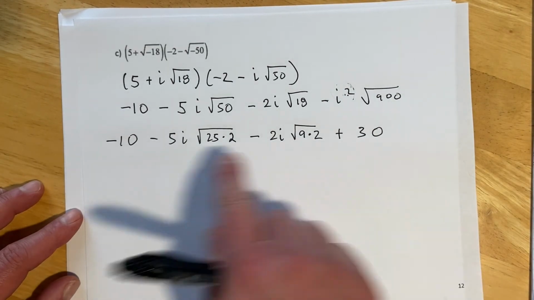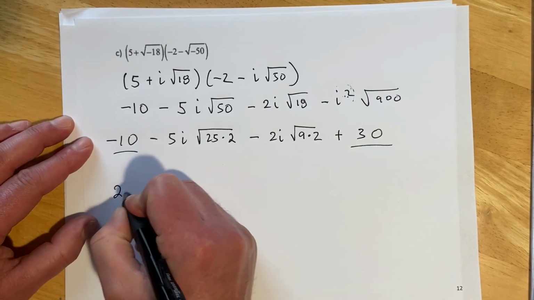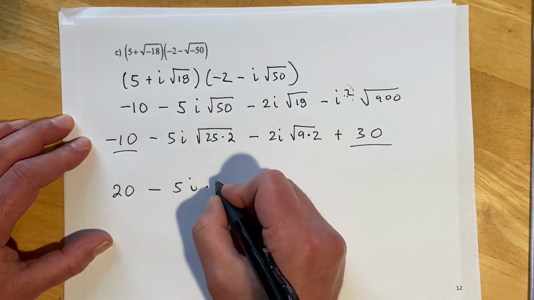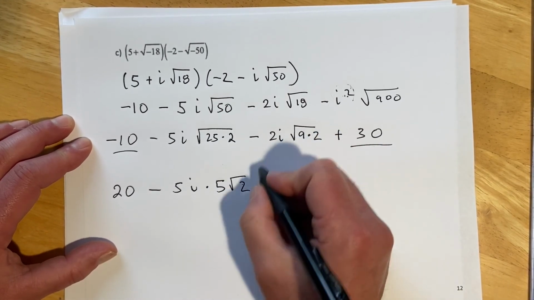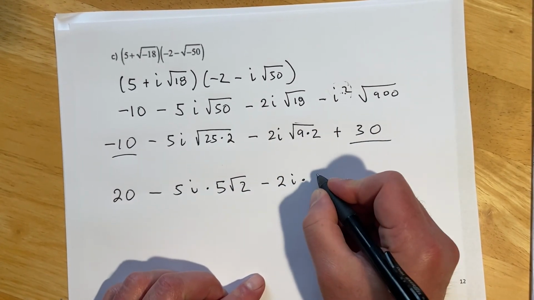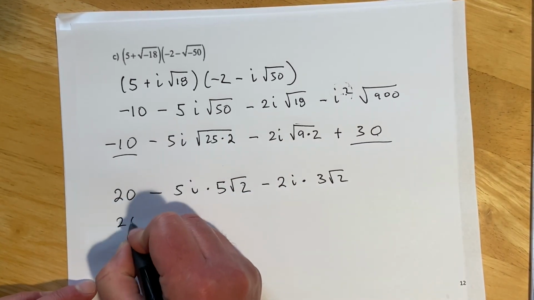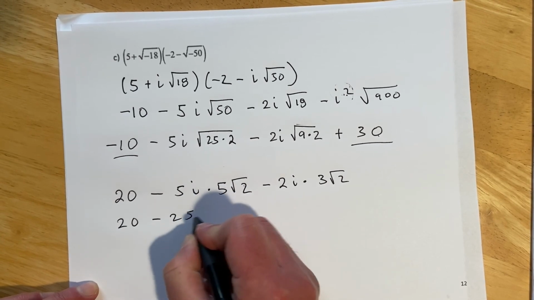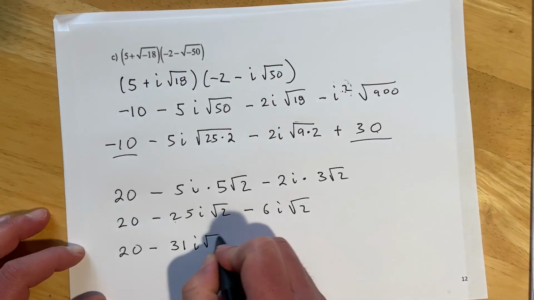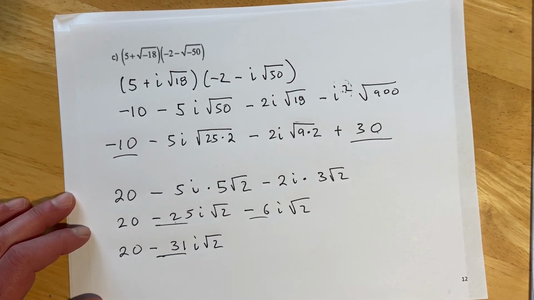And then on the next line, we could do negative 10 and 30, because those are like terms, so that'll be 20, minus 5i, square root of 25 would bring out a 5, root 2. Here we'd have minus 2, square root of 9 brings out a 3, root 2. Remember that went with this. And now cleaning that up, 5 and 5 are 25i root 2, and minus 6i root 2. Okay, and then combining like terms, I'm just going 25 minus 6, for minus 31.